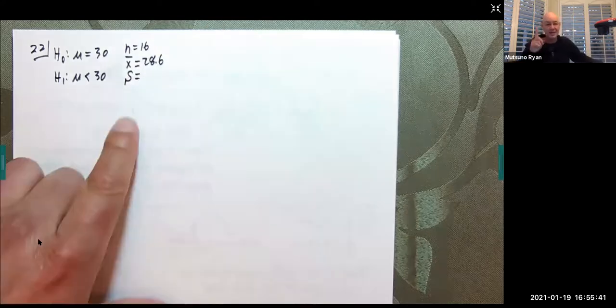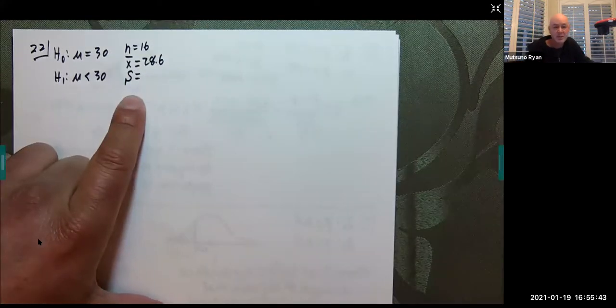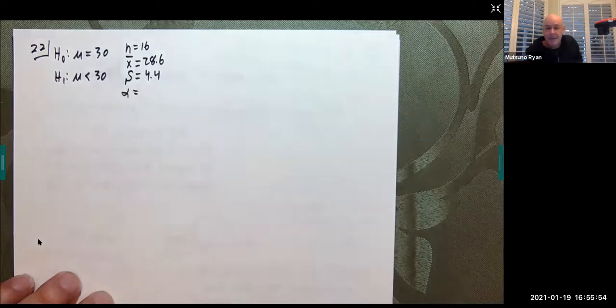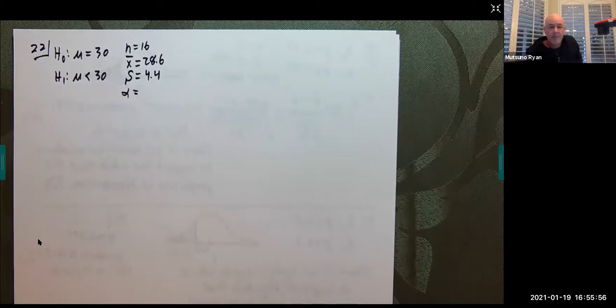So they do give us, let's write down, so n is 16. X bar, this is the mean of the sample, is 28.6. And our sample standard deviation, which is an S, not a sigma, is 4.4. And our alpha in this case is 0.05.